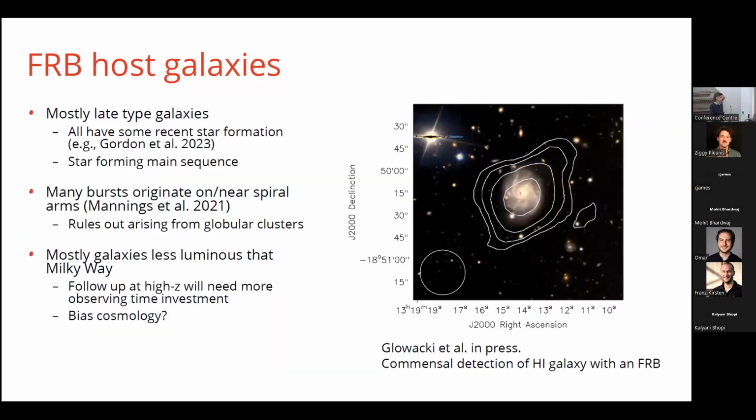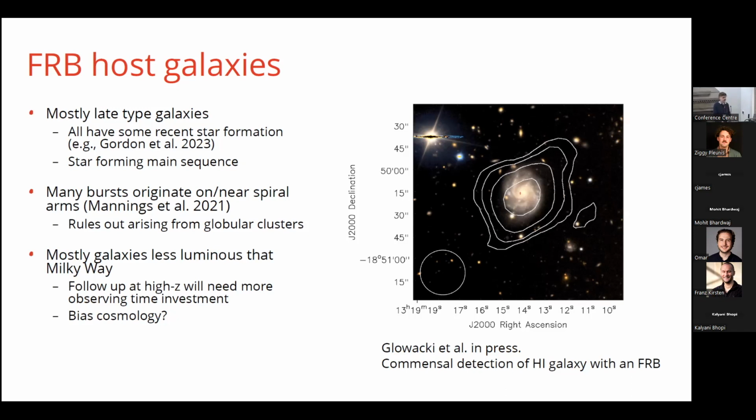So, as we discussed earlier, most of these galaxies are star forming, and most are close to the star forming main sequence, based on work that Alexa led, which did an improved treatment of comparison of field galaxies and the FRB host galaxies. We know many originate on or near spiral arms, and I think this rules out these FRBs coming from globular clusters, because that wouldn't happen by chance.